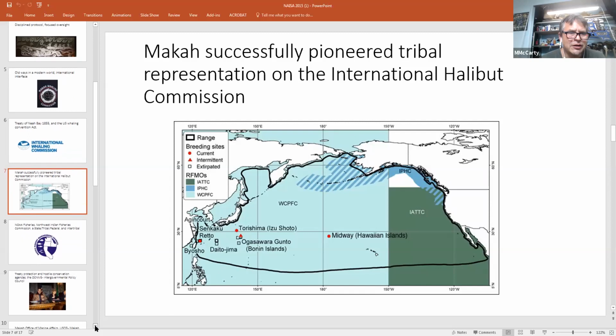And in 1959, the Makah successfully pioneered tribal representation with the International Halibut Commission by winning a lawsuit against National Marine Fisheries Service for working with Canadian and Alaskan counterparts to not allow Makahs to enjoy the halibut fishery like everybody else. And so the 59 case led to Makah leadership, among all the other leaders of the tribes, successfully negotiating what resulted in the Bolt decision.